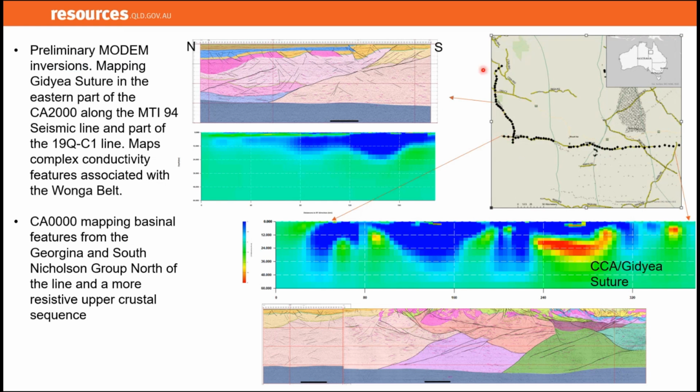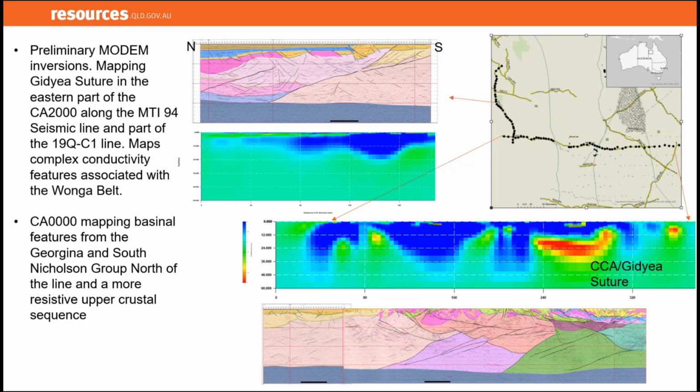The first one here, the north-south line, CA0000, thanks for the naming, showing the Georgina and South Nicholson basins. And then the second line along east-west profile, CA20000, showing the Gidja structure, or the Gidja suture, sorry, and the CCA anomaly in the model. So again, very, very early inversions, but just really was processed up.